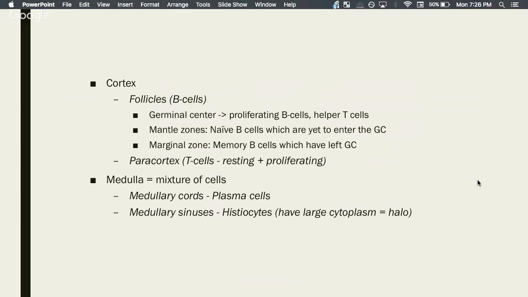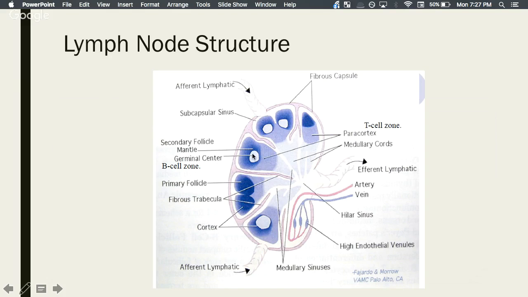So basically, what you have is your cortex, and that's where your B and T cells are. Your follicles are where your B cells are. Mantle zones and marginal zones have your naive B cells, which have not gone to your germinal centers, while in your germinal center, they're proliferating B cells and helper T cells. So this is the germinal center, and this is the rest of your cortex, and your B cells are maturing slowly as they go along that way.